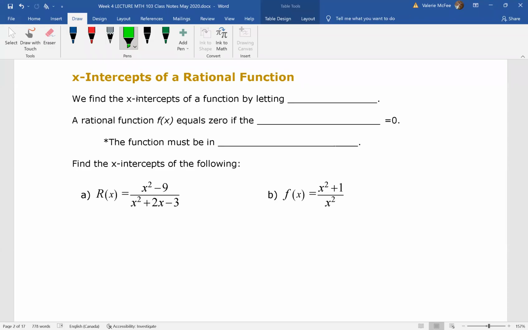Let's talk about the x-intercepts of a rational function. You know how to find the x-intercepts. We need to let y, or f of x, equal 0. Now, a rational function equals 0 if the numerator equals 0. This is important. The other thing that's important is that the function must be in simplest form.